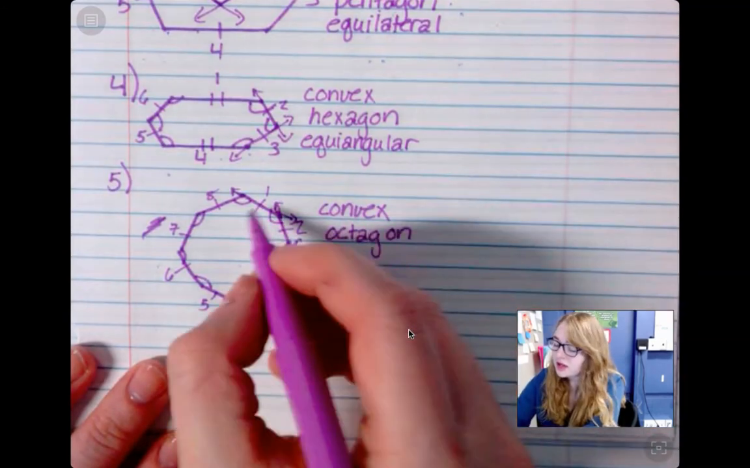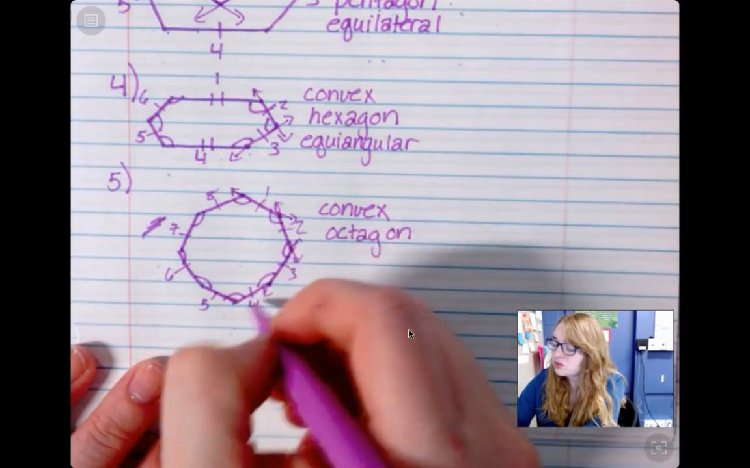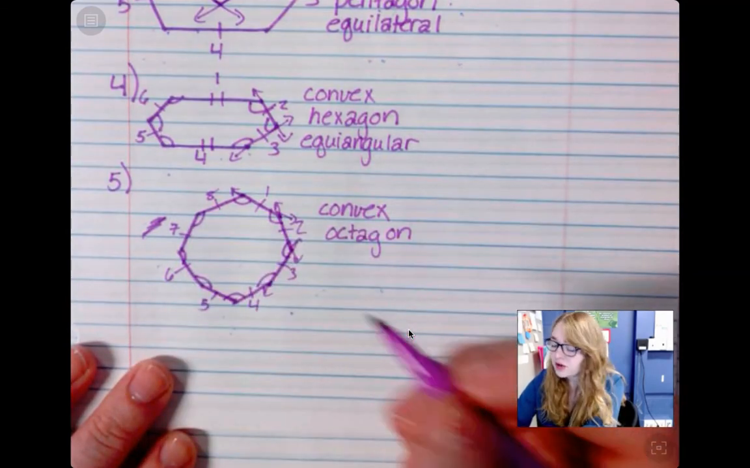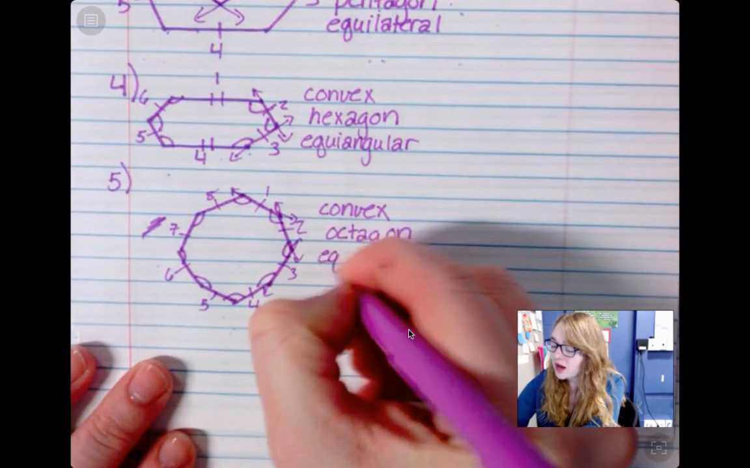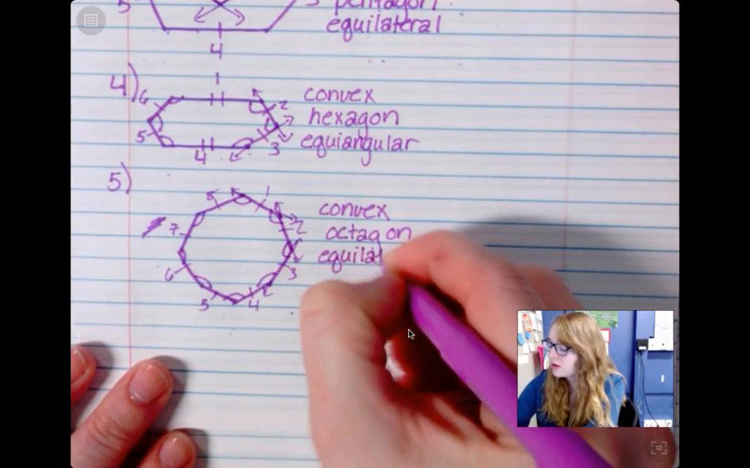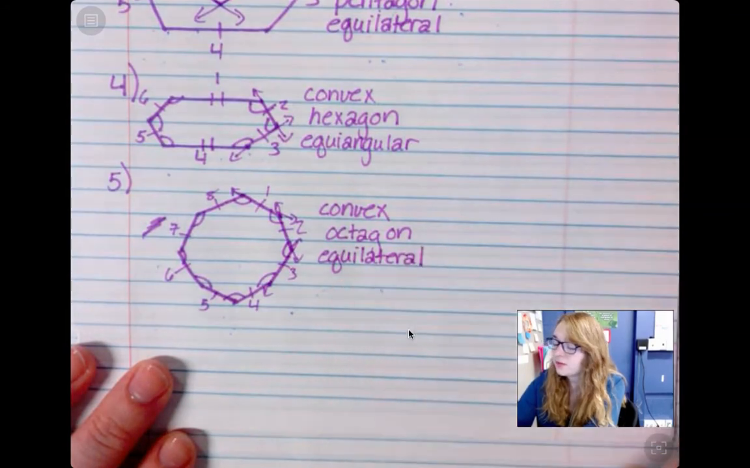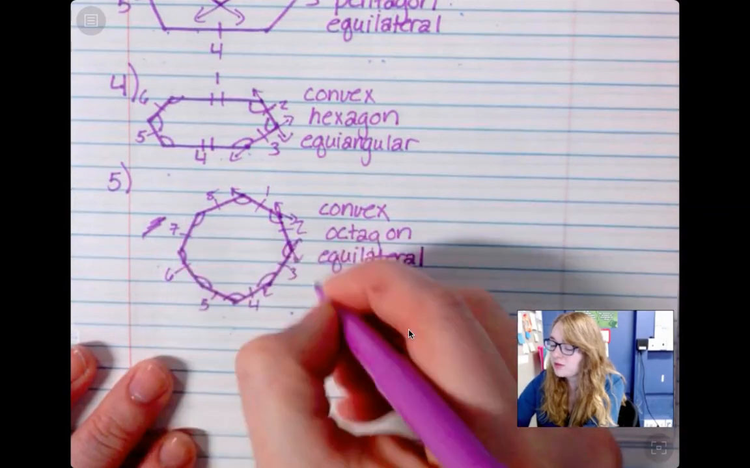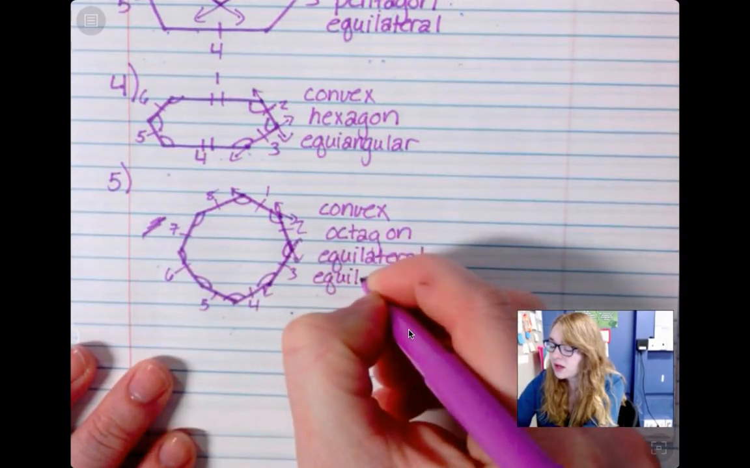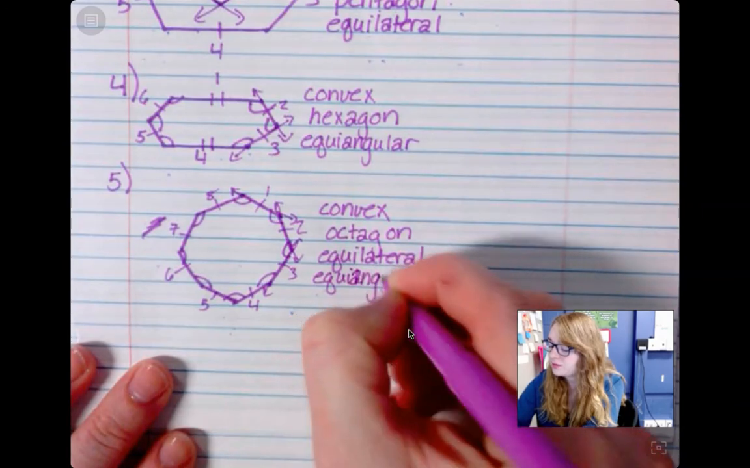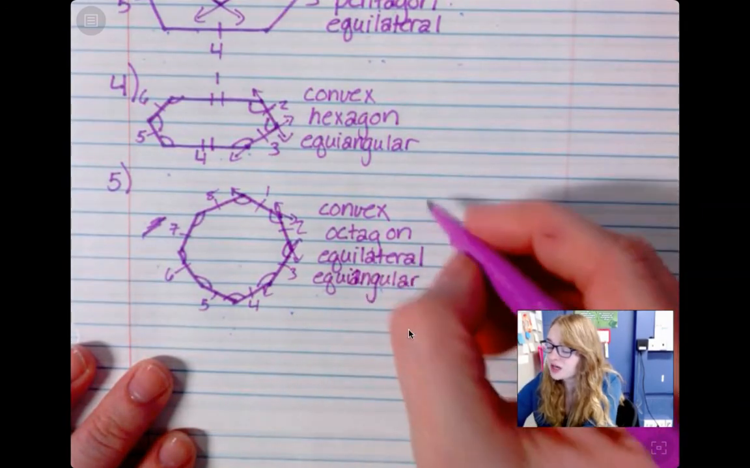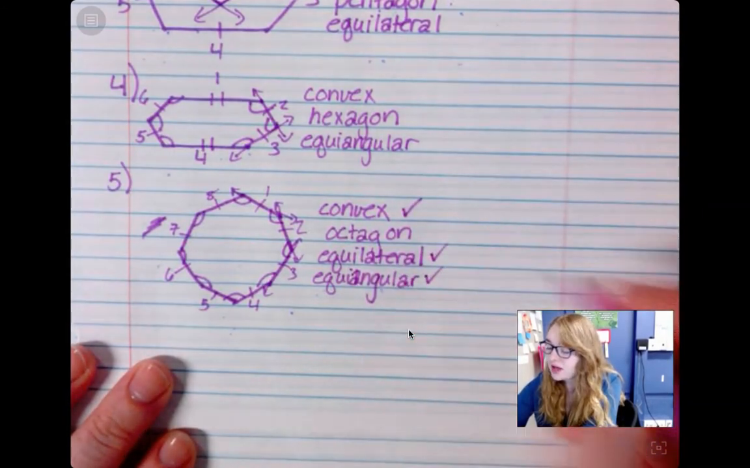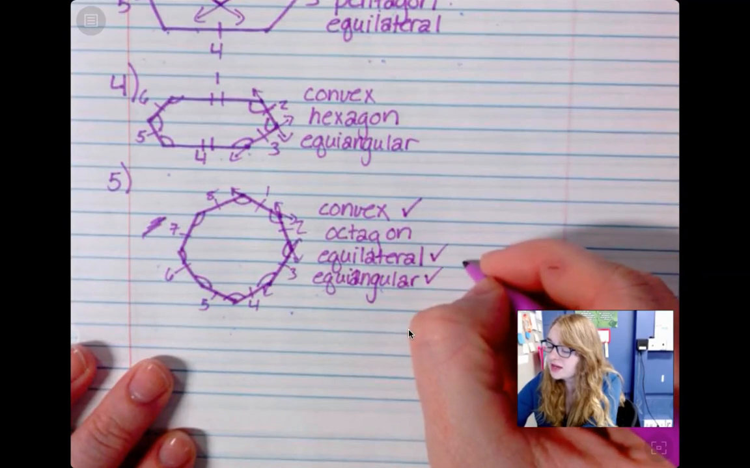And then looking here, we have tick marks on each side, meaning that all of the sides are congruent to each other. So that would mean it is equilateral. And all of our angles have one strike mark on it, meaning it is equiangular. But remember, by definition, if a shape is convex, if it is equilateral and equiangular, we can say that it is regular.